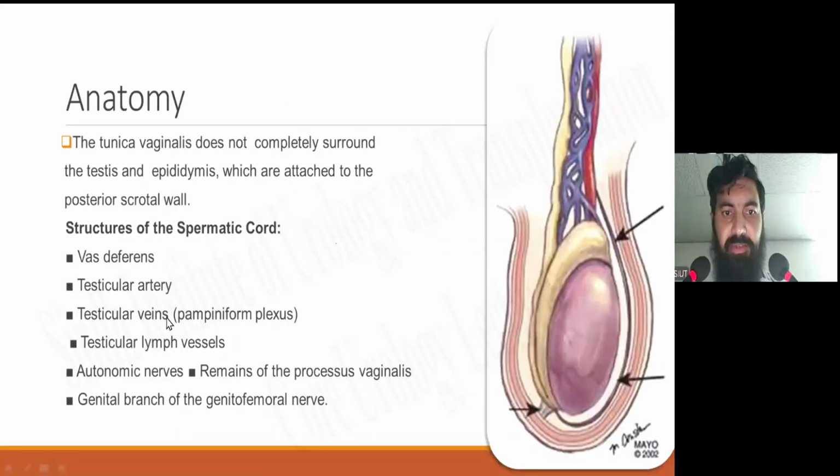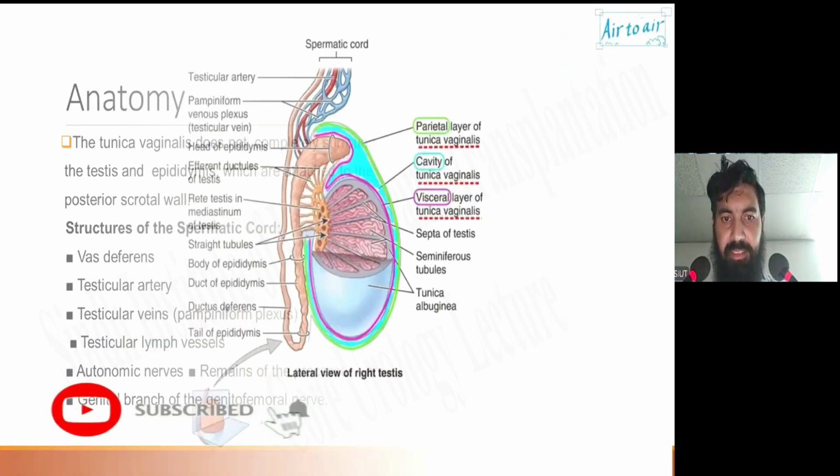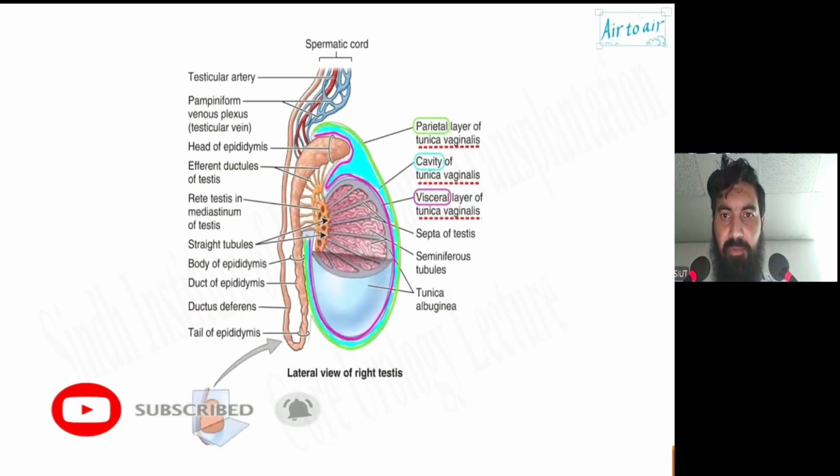Testicular artery, testicular veins, testicular lymph vessels, autonomic nerve, remains of processus vaginalis, and genital branch of genitofemoral nerve. And this is detailed in a new tunica vaginalis, which is attached posteriorly.